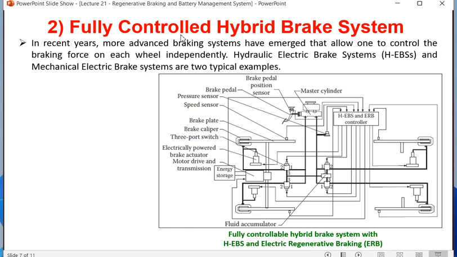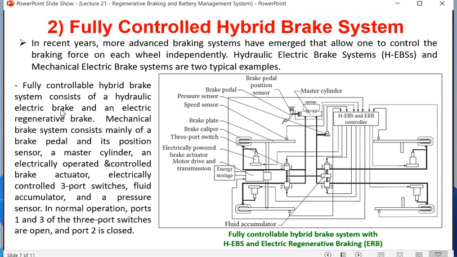So what is meant by fully controlled is every wheel is given separate control for braking, and some higher end controllers are being used. It is called as HEBS and ERB controller. They are actually higher end controllers. So in recent years, more advanced braking system has emerged that allow one to control the braking force on each wheel independently. That means it is possible that one will be given a braking force and one might stop suddenly. Hydraulic electric brake system, which is called as HEBS, and mechanical brake systems are two typical examples. Fully controlled hybrid brake system consists of a hydraulic electric brake and an electric regenerative brake. Okay, so that's why this is called as hybrid, because here hydraulic brake is also there, electric brake is also there.